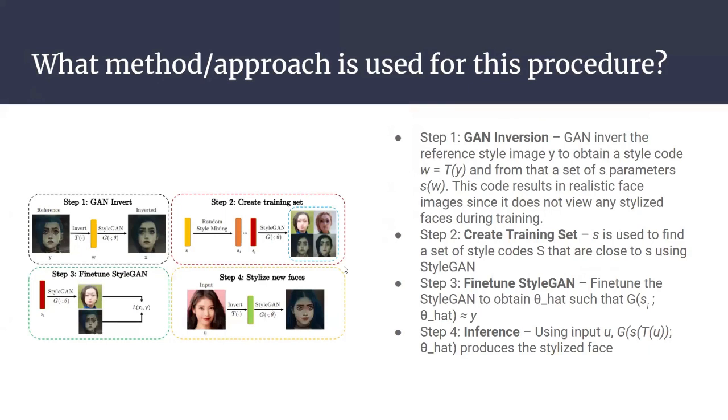What method or approach is used for this procedure? It uses 4 steps. The first step is GAN inversion. This is the reference image Y, and then we invert it with the T operation, so w equals T of y. From this operation we get a set of s parameters, s of w, and this code results in realistic face images. So this is the inverted result.